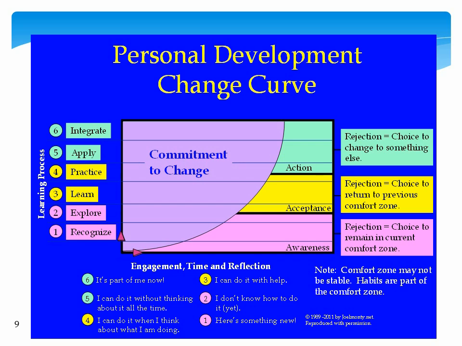These questions that go to each stage will change depending on whether you're working as an individual, a team or a group, or an organization. So at the individual level, under recognize, here's something new. And then explore, well, I don't know how to do it yet. When you get to learn, I can do it with help. And then when you start to practice it, I can do it when I think about what I'm doing. You move up to apply, I can do it without thinking about it all the time. And integrate, it's a part of me now. I don't really have to think about it.